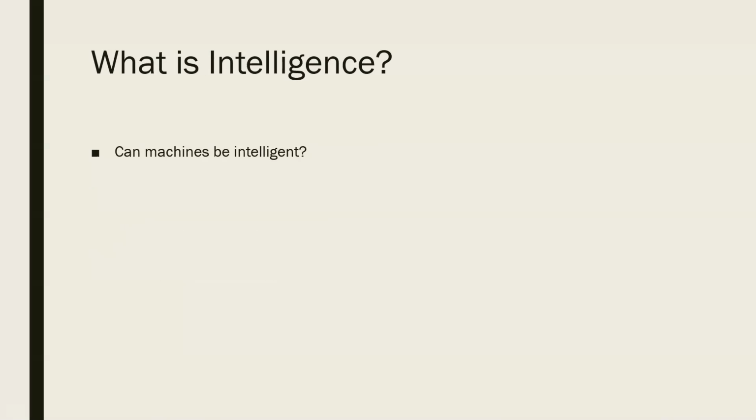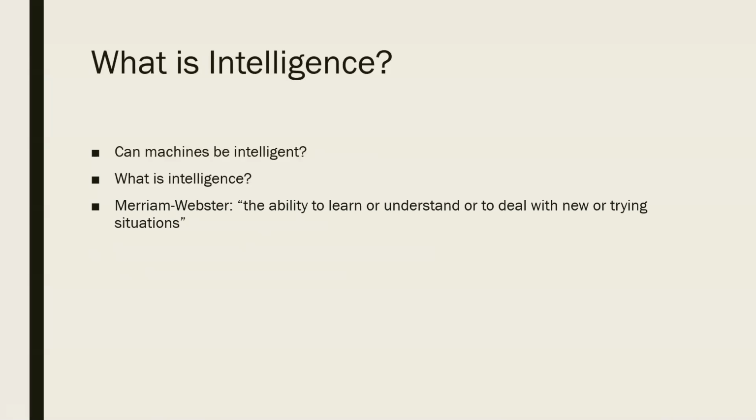Throughout this whole module, really, we'll be talking about whether it is possible for machines to be intelligent. But first of all, we have to talk about what it means to be intelligent at all. So it would be helpful to look at a dictionary definition for intelligence. Merriam-Webster defines intelligence as the ability to learn or understand or to deal with new and trying situations.